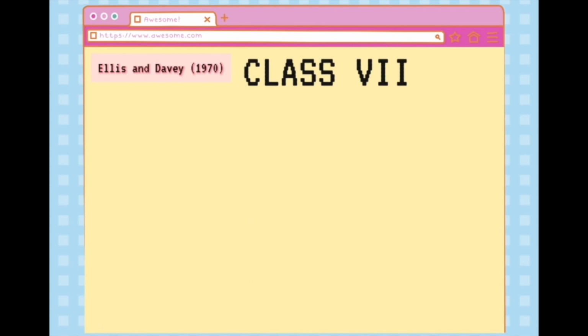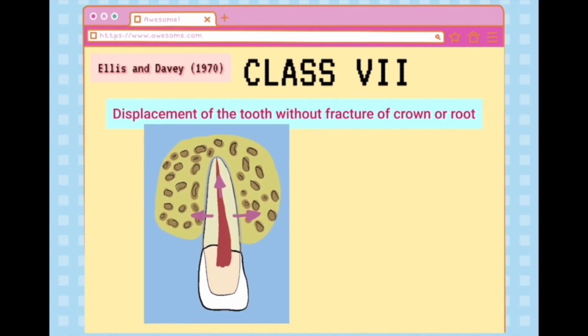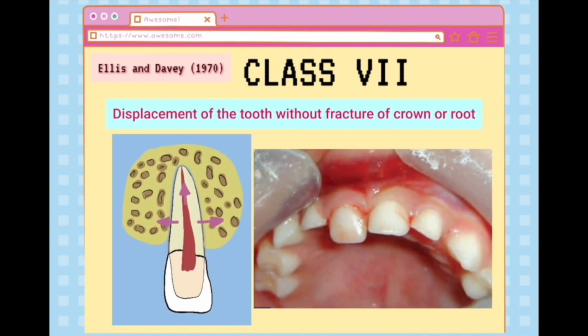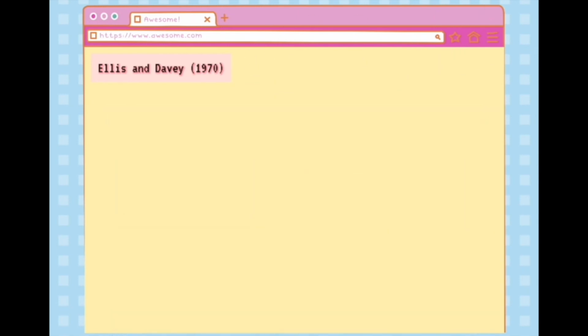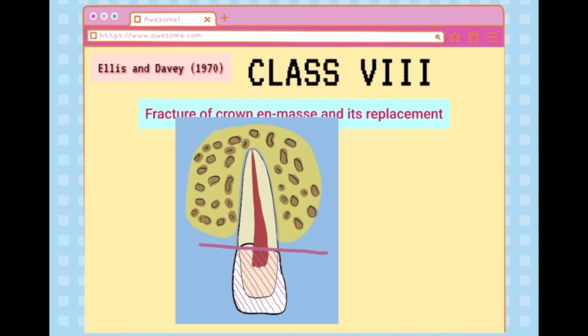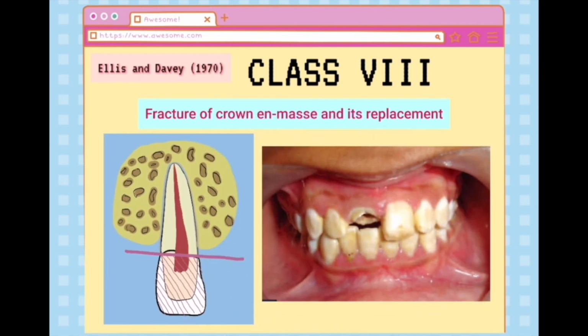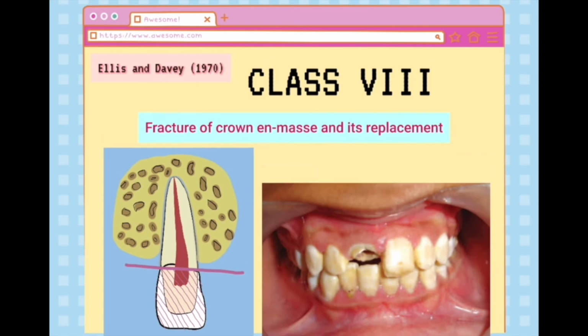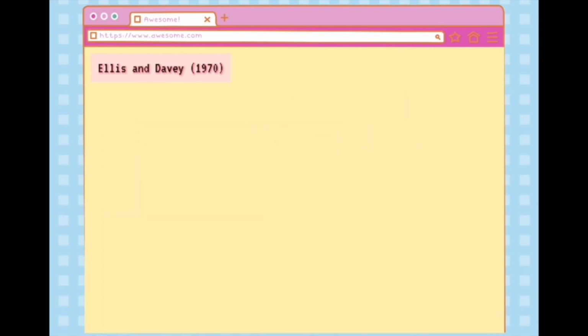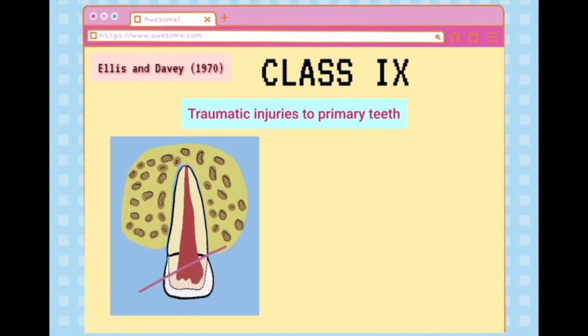Class 7. It is the displacement of the tooth without fracture of crown or root. Okay, Class 8. It is the fracture of the whole crown and its replacement. For the Class 9, these are traumatic injuries to the primary teeth.